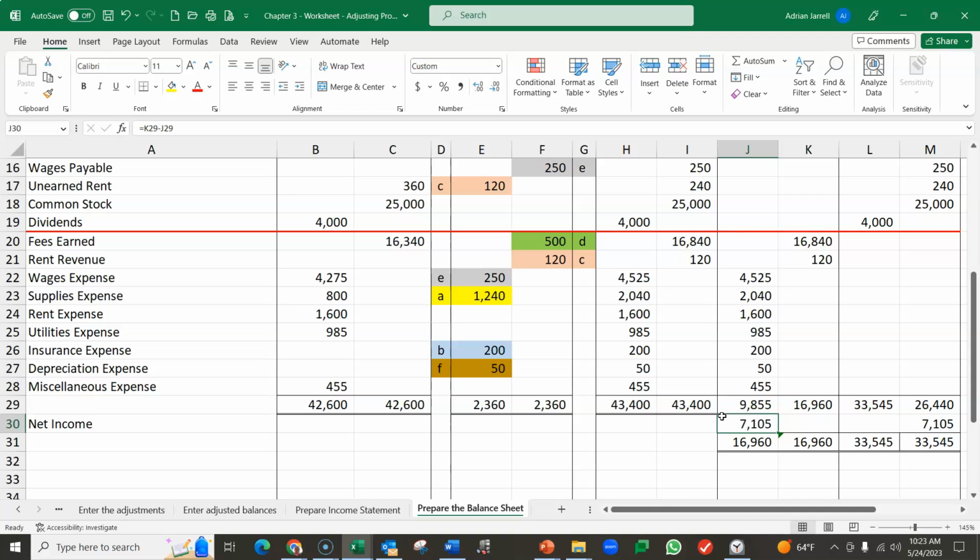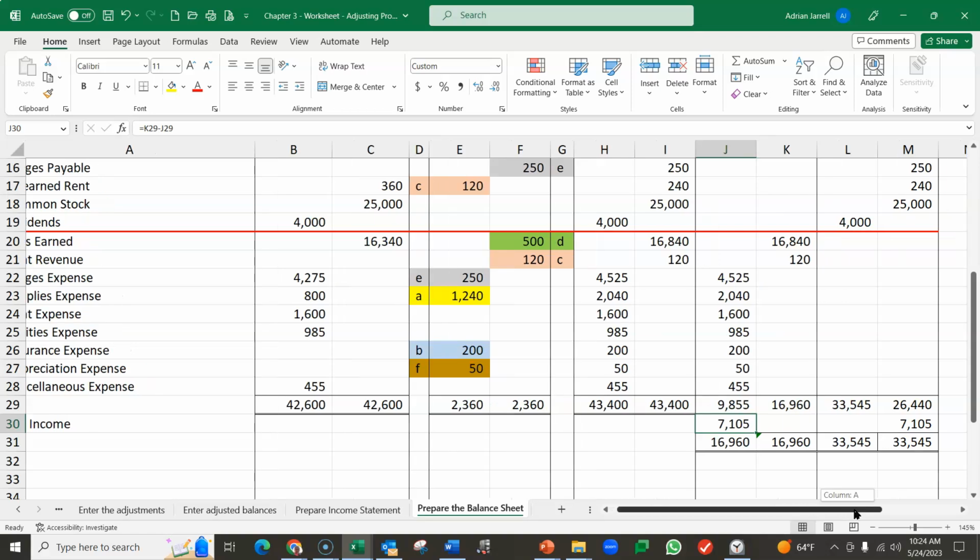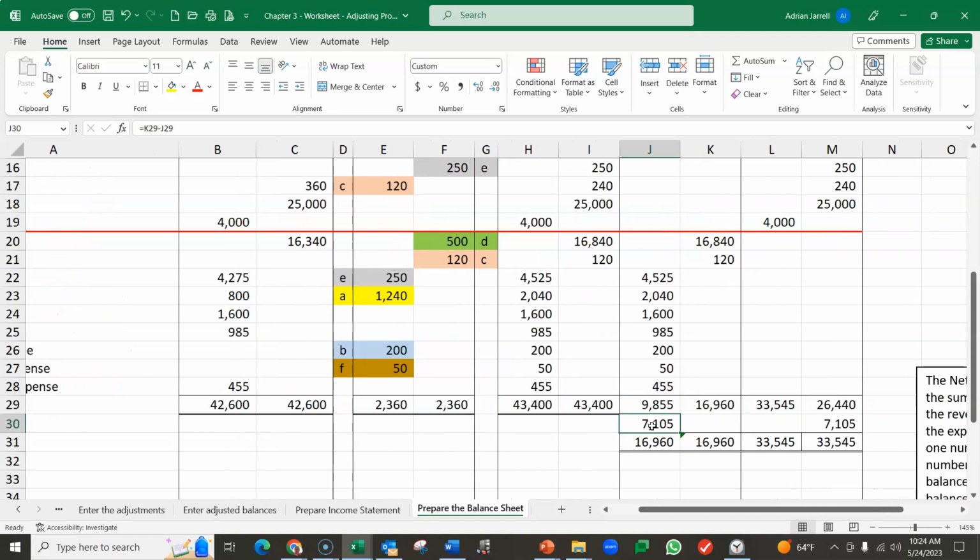I will debit income summary for the amount of net income for that balance, and I will credit retained earnings. We don't have a retained earnings account up here because it's a new company, and I should have put it in there. But there it is. We'll debit income summary and credit retained earnings for that amount.